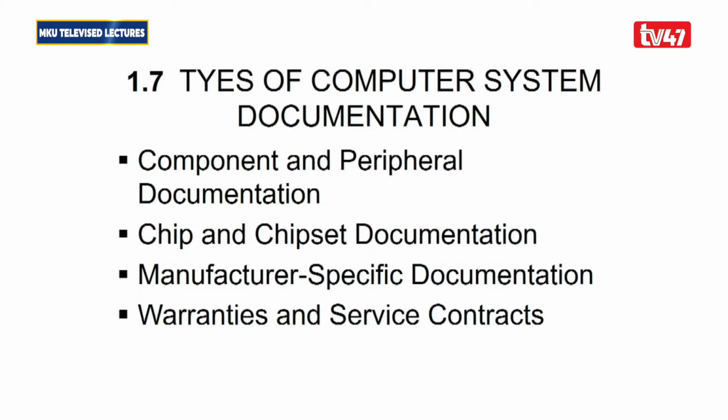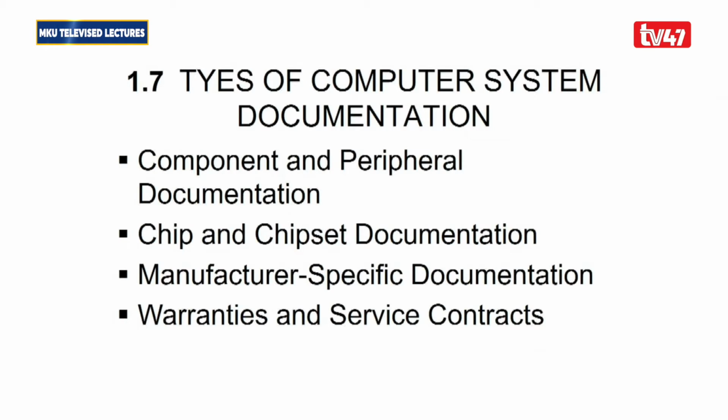Microchips, like a processor, the motherboard, the graphic card, the network card, all those microchips come with documentation. It's referred to as chip or chipset documentation. We also have manufacturer-specific documentation. These come with systems that are complete systems from branded manufacturers. Let's say IBM, or International Business Machines, Compaq, Dell, HP. Those are branded manufacturers that produce a complete set of components.